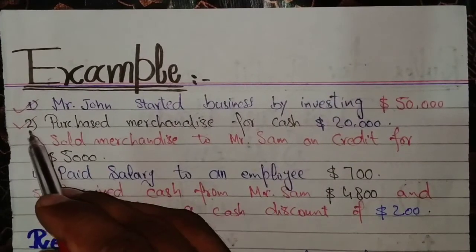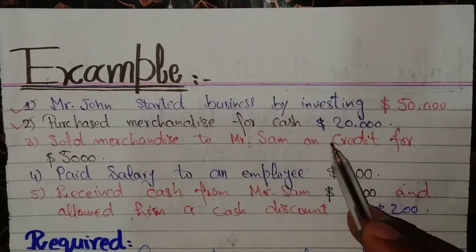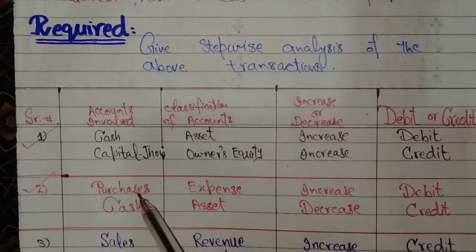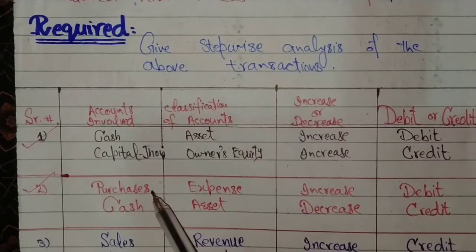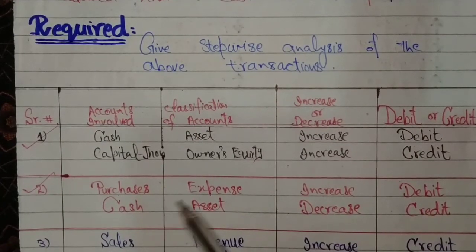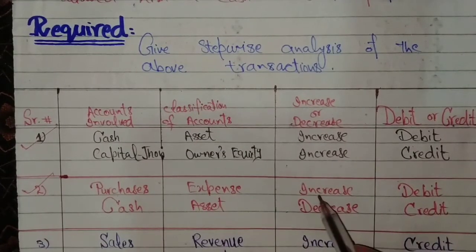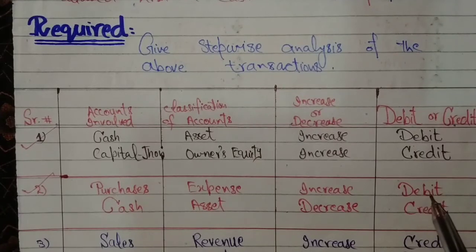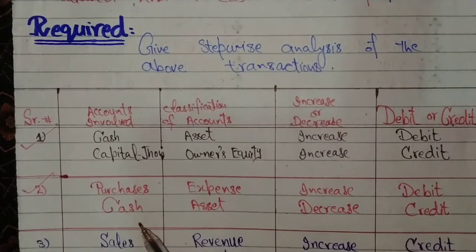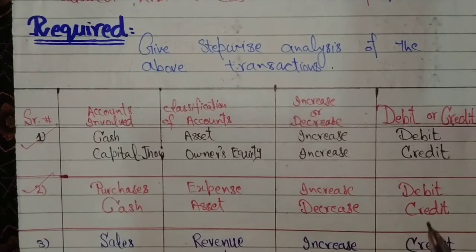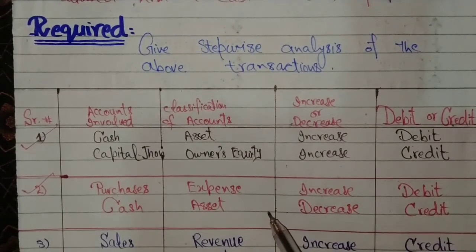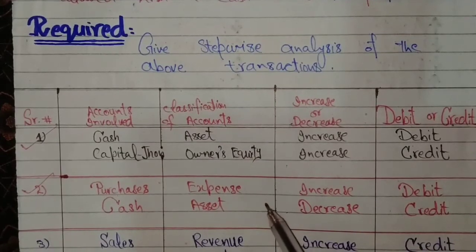Second transaction of this business is purchased merchandise for cash amounted $20,000. This transaction consists of two accounts. First is purchases and second is cash. Purchases will be considered as an expense for the business. An increase in the expenses with the purchase will be considered purchases as a debit. The second account is cash. Cash asset decreases from the business and will be considered as a credit. The entry of this transaction will be purchases to cash, purchases debit and cash credit.